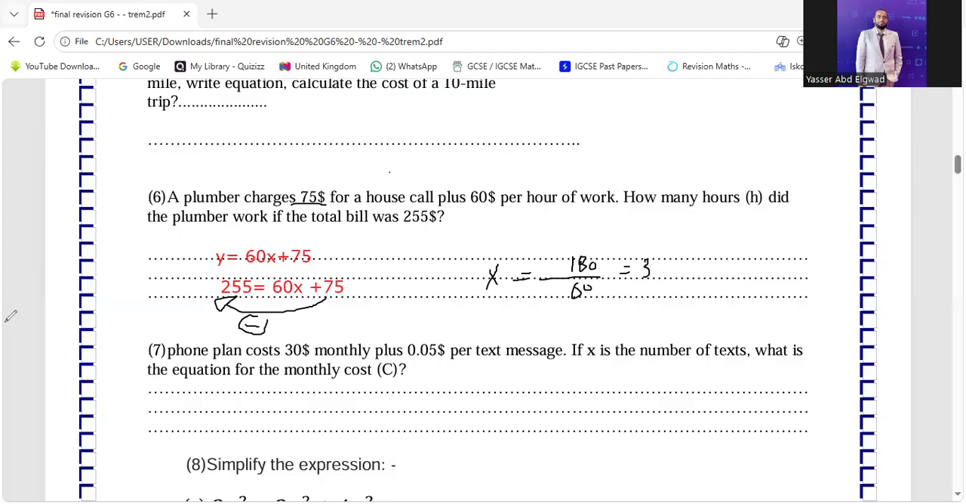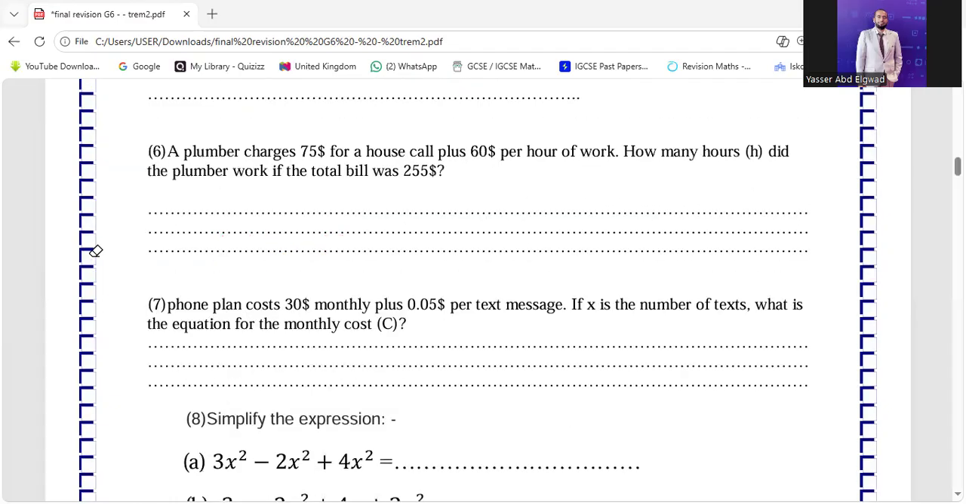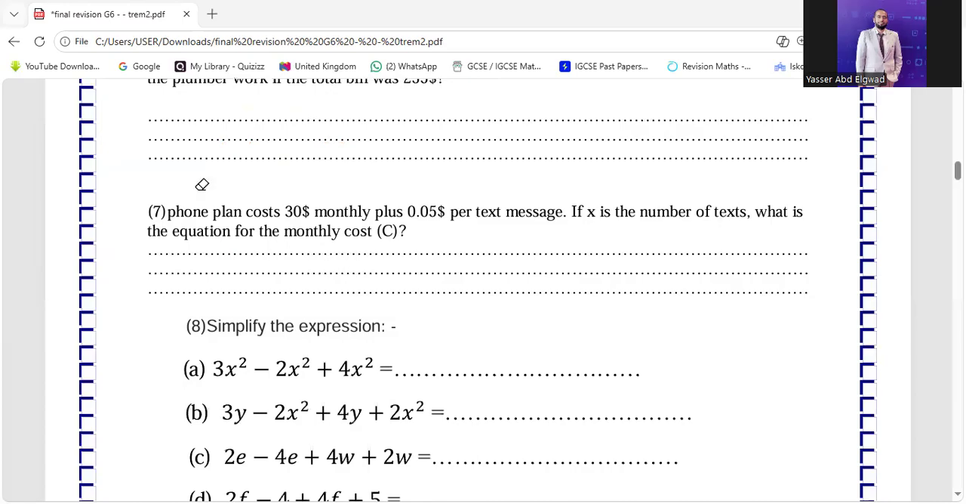The next one, the same as the previous one. Here is a phone plan. Here is monthly plus text, available there, because you just write the solution, y or the cost, c equals whatever, y or x. Here is a fixed 30 monthly, and per text. The number of texts, or messages, is variable. Why variable? Because it changes.